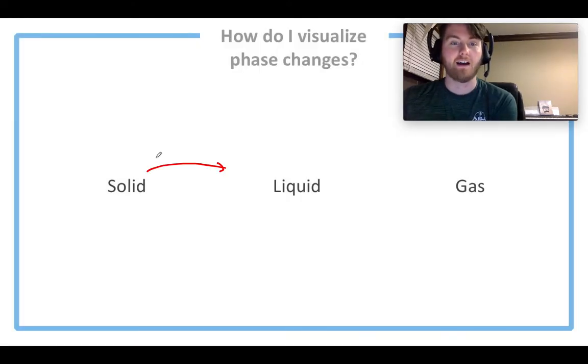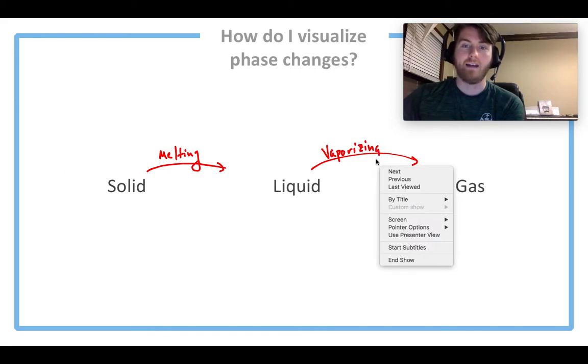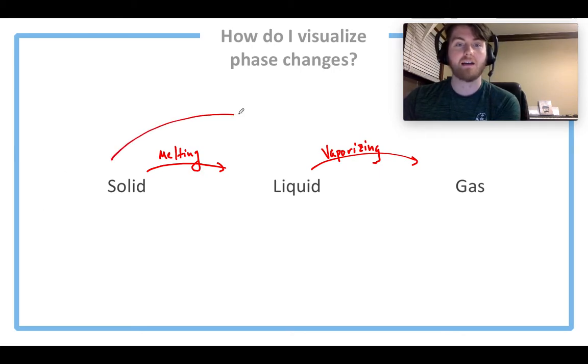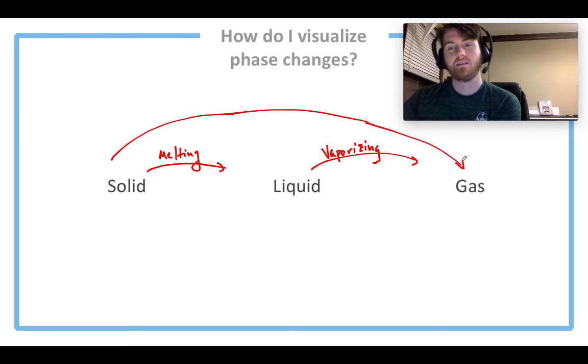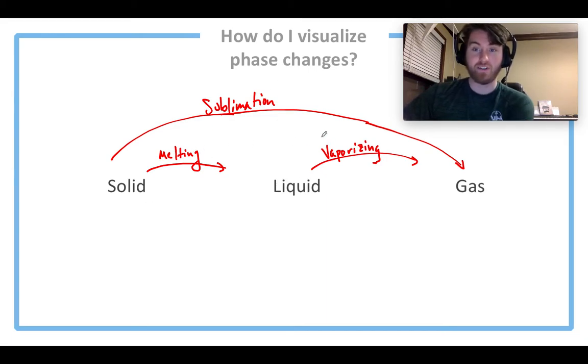So I always just write melting here up at the top. From a liquid to a gas, this is vaporization or vaporizing. And then finally, our big jump, solid all the way over to a gas. This is subliming or sublimation. So sublimation. Perfect. These are the 3 whenever you gain energy.